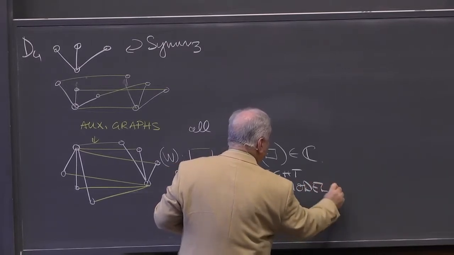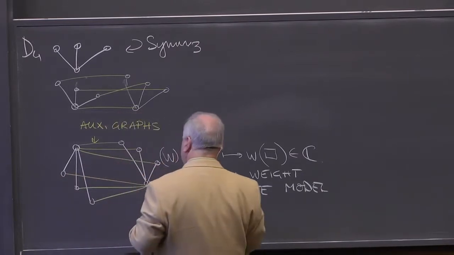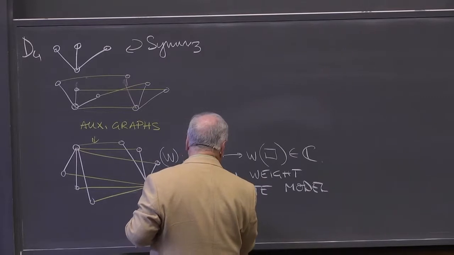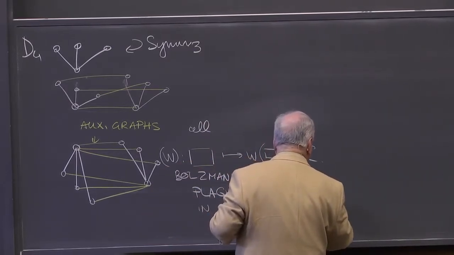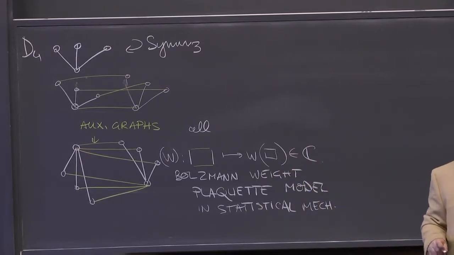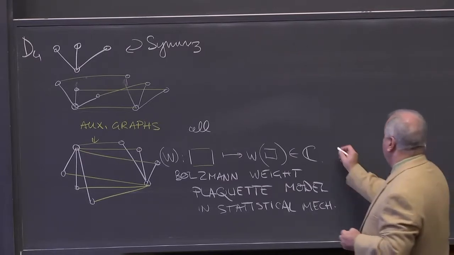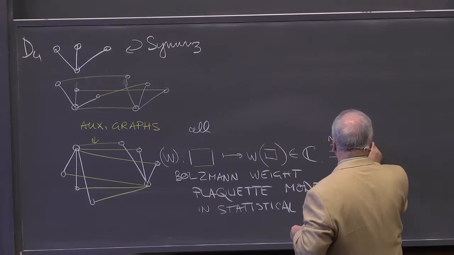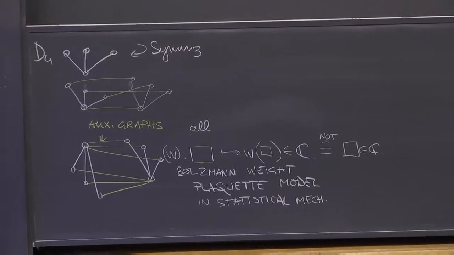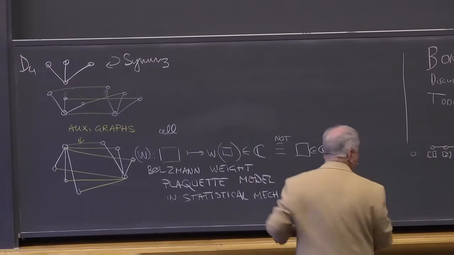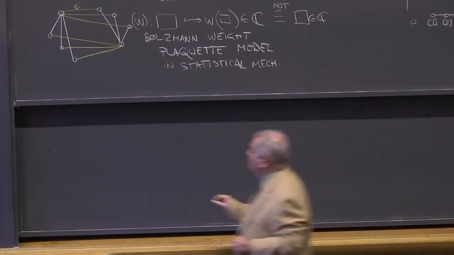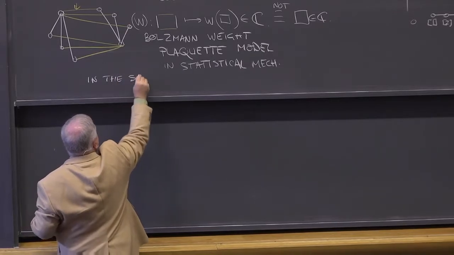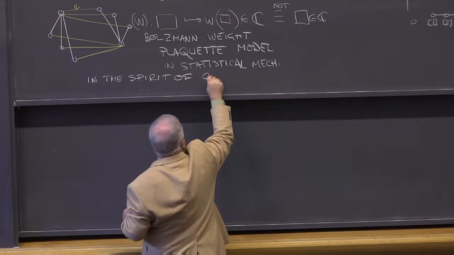It's clear that the French worked on it, and this is a plaquette model in statistical mechanics. We won't usually write the W at all, we'll simply write by notation that this thing is in C. So let me write here that this is in the spirit of quantum mechanics.